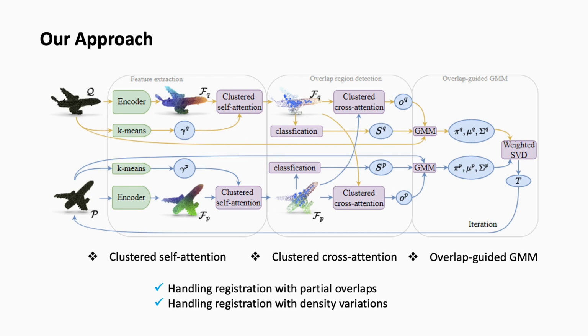OGMM consists of feature extraction, overlap region detection, and overlap-guided GMM for registration. The shared weighted encoder extracts point-level features FP and FQ from point clouds P and Q, respectively. The self-attention module updates the point-wise features FP and FQ. The overlap region detection module projects the updated features of P and Q to overlap scores OP and OQ, respectively. FP, FQ, OP, and OQ are used to estimate GMMs of P and Q. The weighted SVD estimates the rigid transformation T based on the estimated distributions.